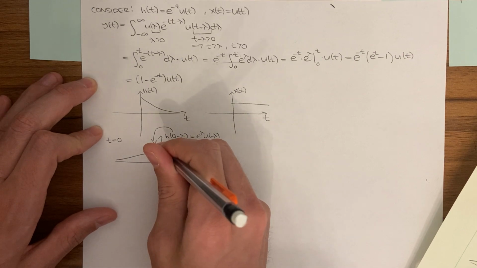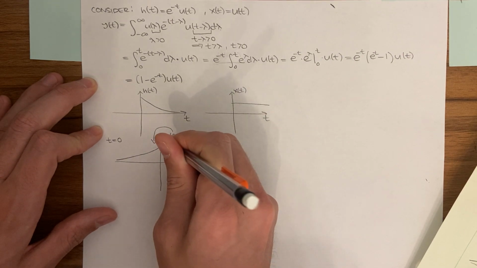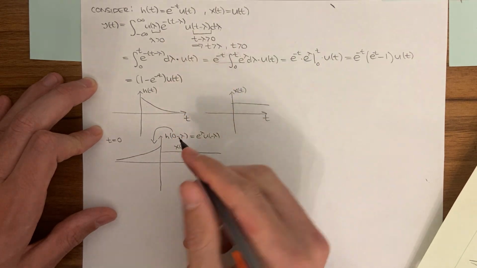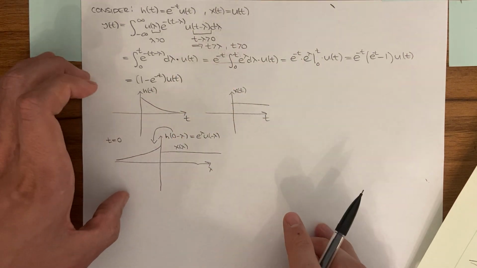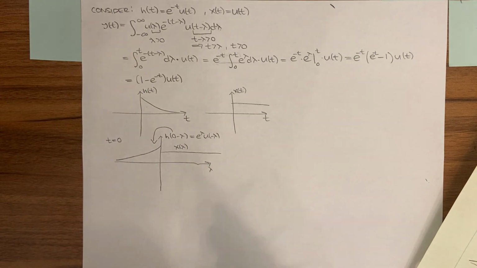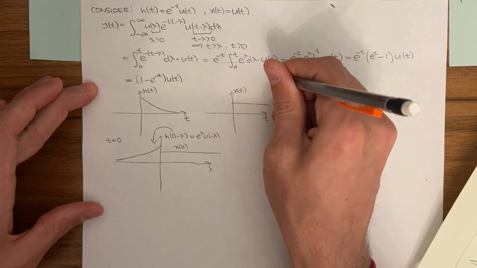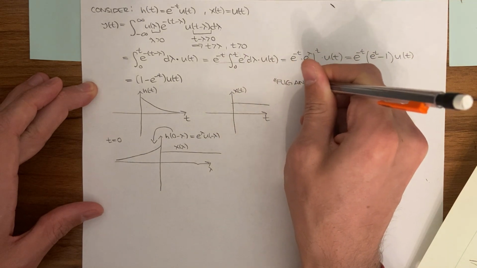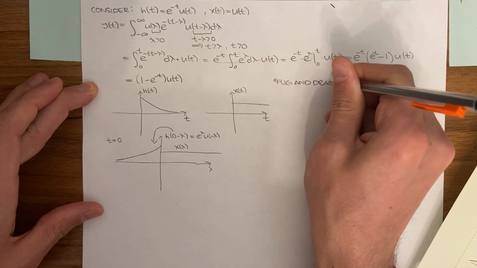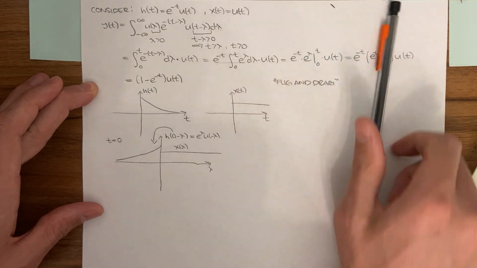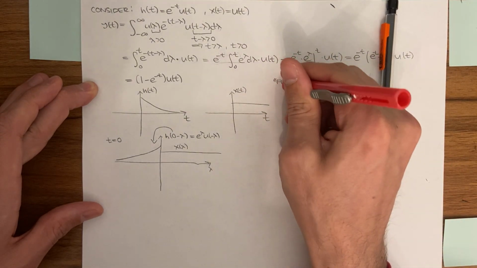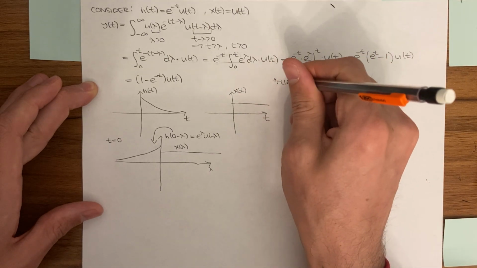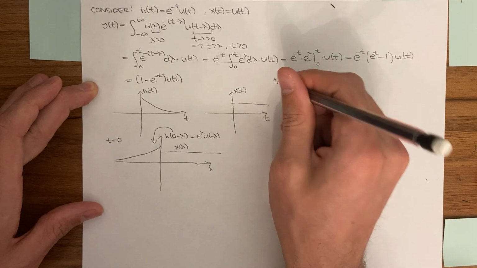Now for x of lambda, well, x of lambda doesn't change. So we just have u of lambda, and that's just a step function. This graphical approach is often called the flip and drag. Not flag. We got flip. So we did the flip part.